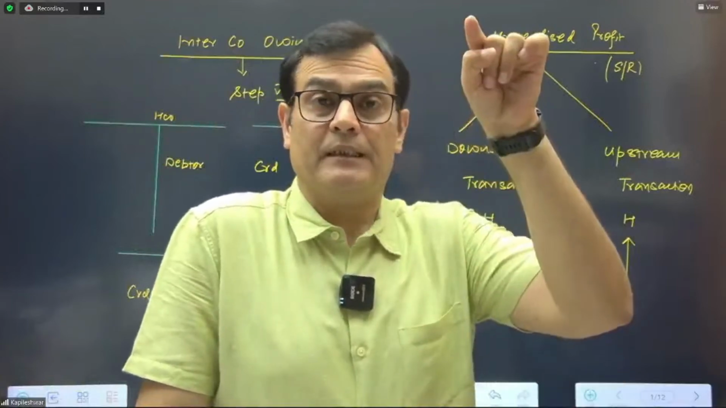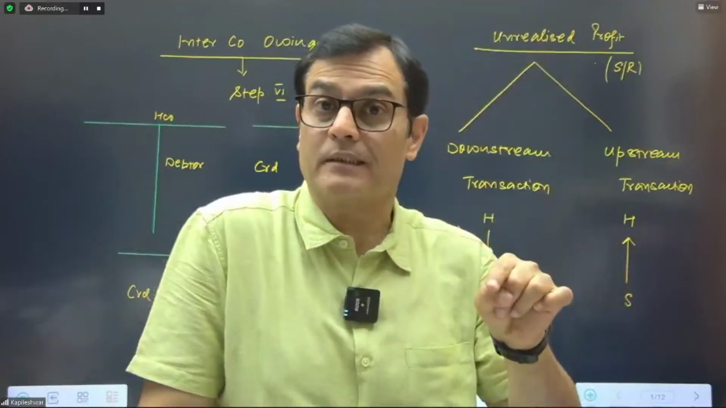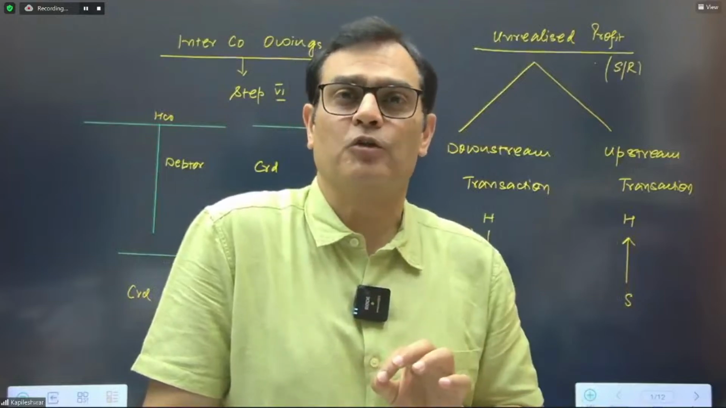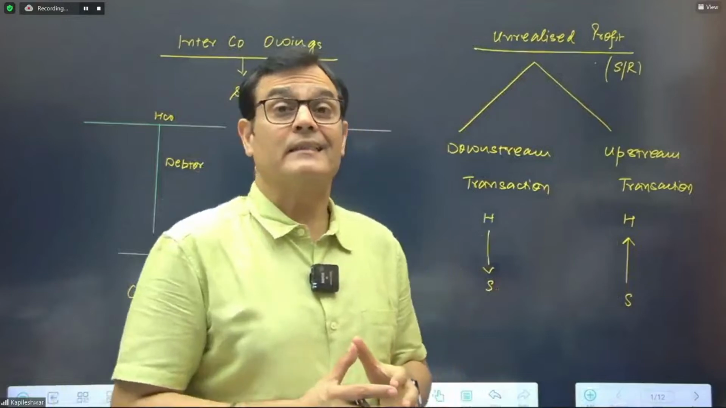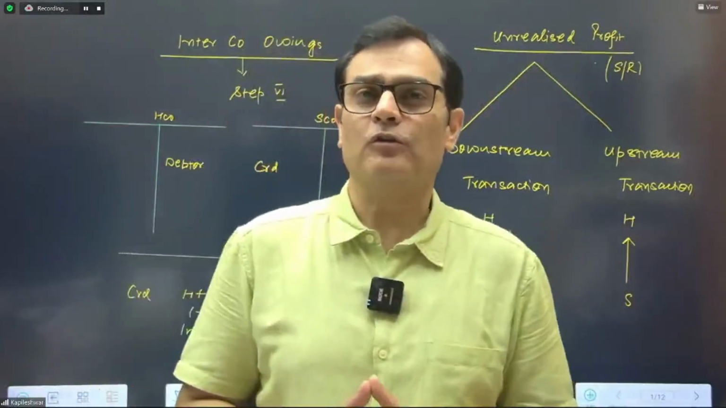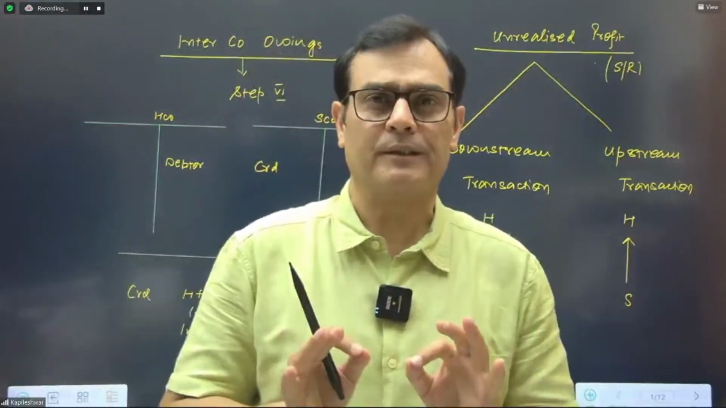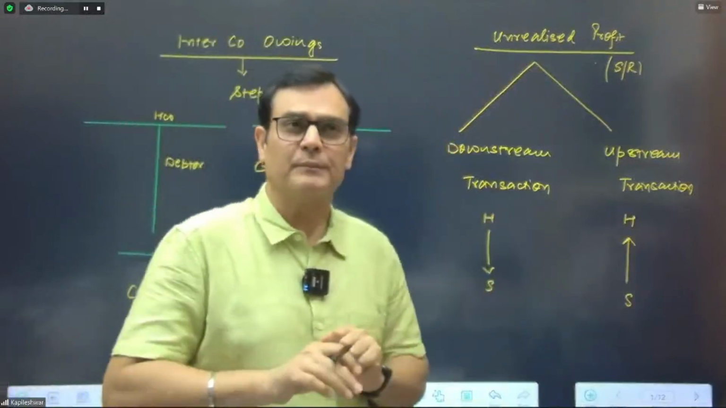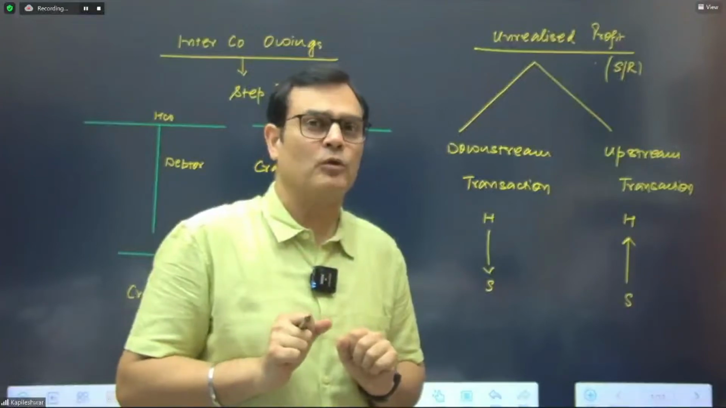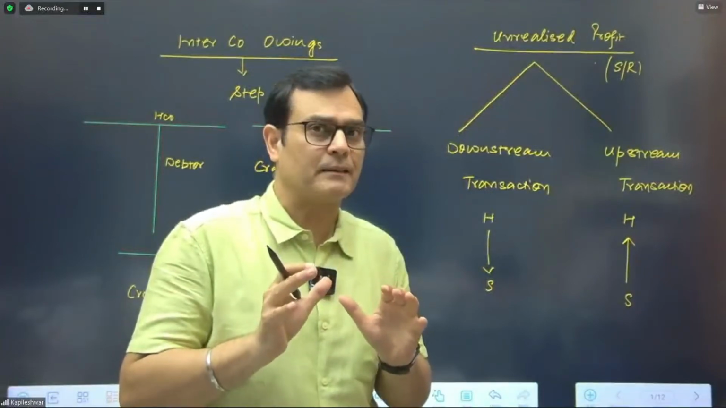So is it a sale by the holding to subsidiary, that's downstream, the accounting is going to be different. And if it is a sale by the subsidiary to holding, then it is upstream, the accounting is going to be different. So let's now consider a separate transaction with reference to down and upstream and see what is the impact on our 6-step model.